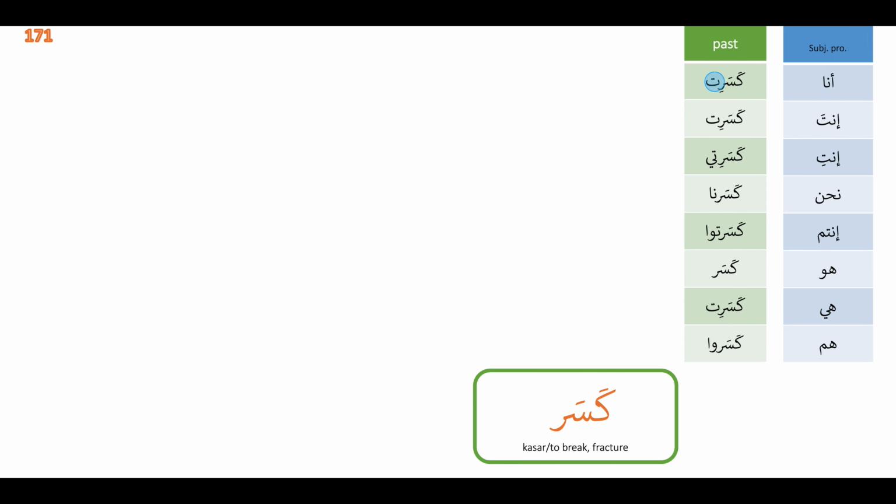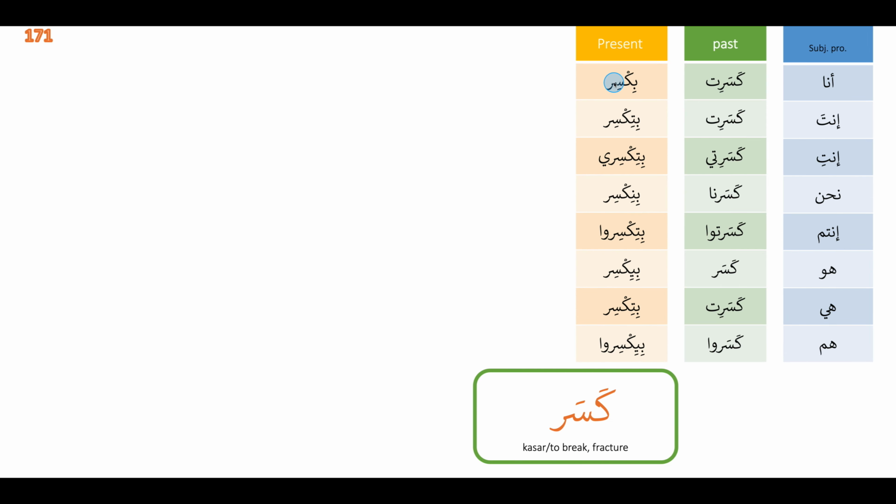And here we've got the past tense, and the past tense always revolves around a suffix. A suffix, which is an attachment you add to the end of the verb, and once you add it, it automatically changes the verb into the past tense. So that's the past tense.